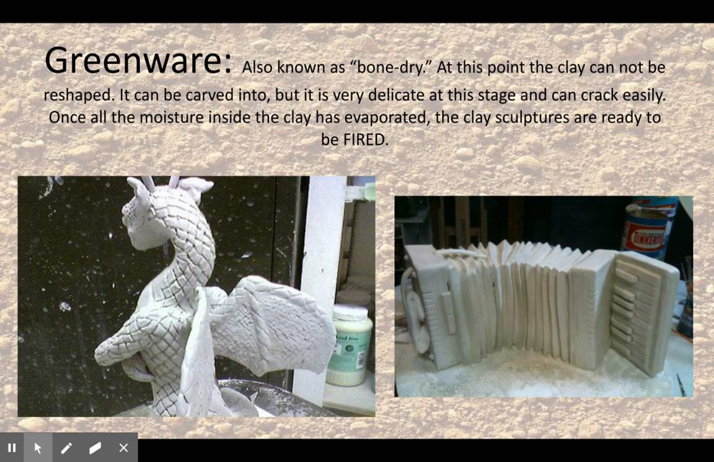At this stage, the clay cannot be reshaped. In other words, you can't sculpt anymore or attach anything more to it. You can, however, if you don't like your project or you want to start over again, take the clay and put it in a cup or a bucket of water, and it will eventually get back to its plastic shape, and that's called recycling the clay. But at this stage, you can't actually attach anything to it. It's too hard. You can carve into it, but it's very, very delicate and can crack easily. Once all the moisture inside the clay has evaporated, the clay sculptures are ready to be fired in the kiln.